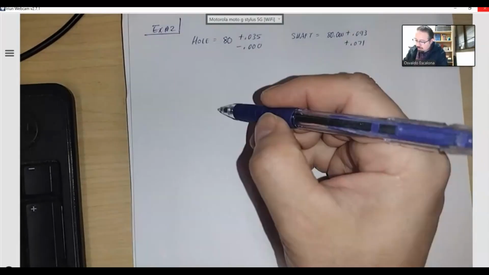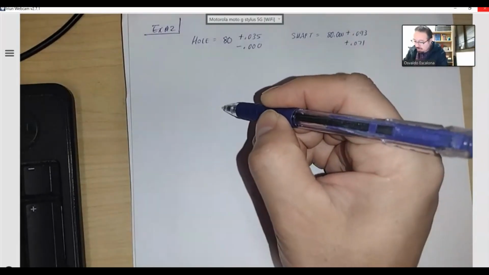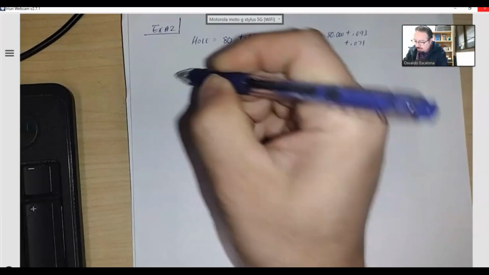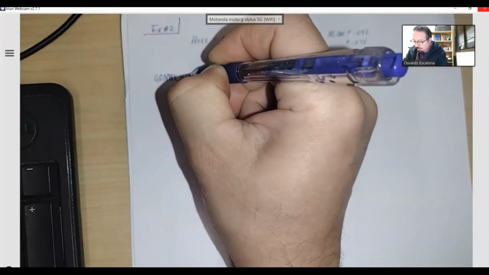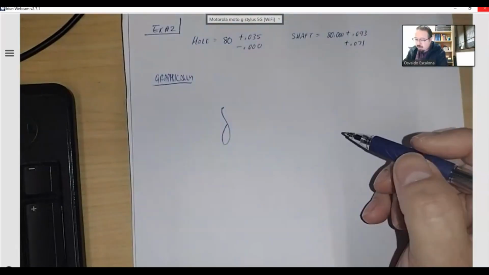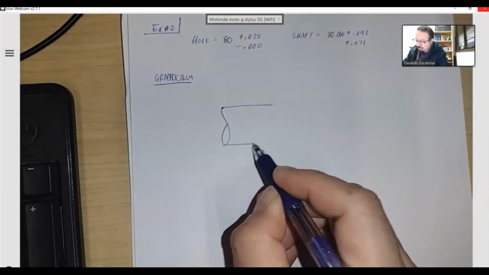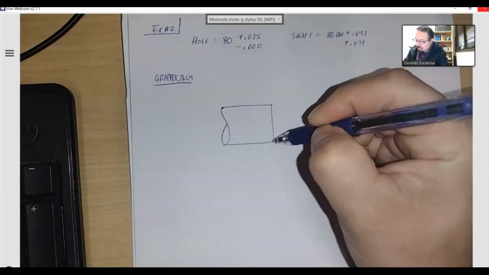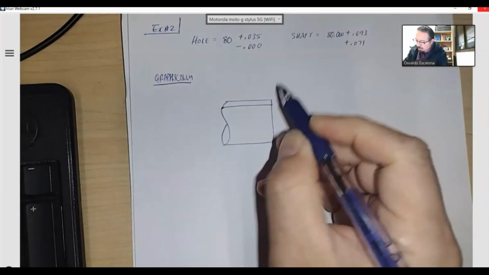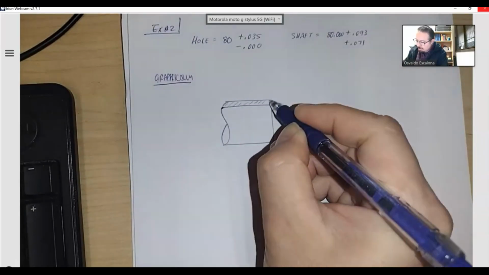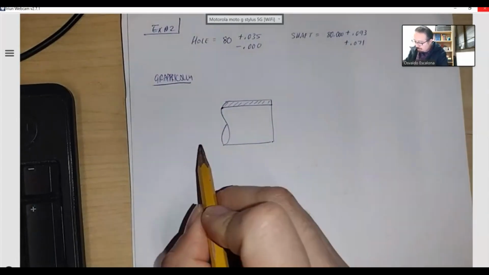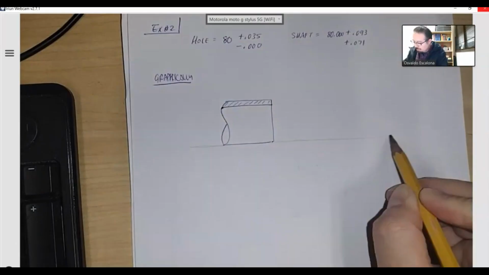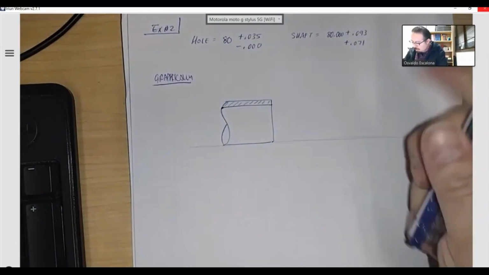So I'm gonna draw my shaft first. I usually like to do my shaft on the left side. We're gonna do it graphically first. We're gonna find the same things as before, graphically. We're gonna put a little bit of space there for the tolerance zone. Okay, we're gonna use the bottom as my base, and that's where the hole is gonna start.